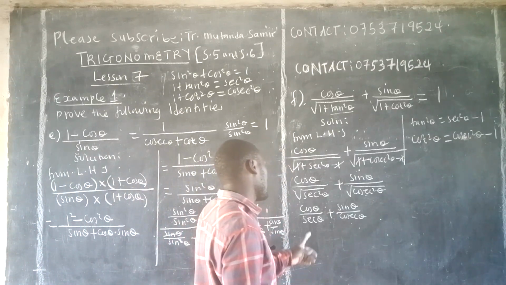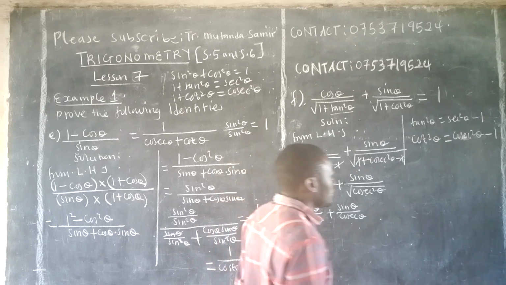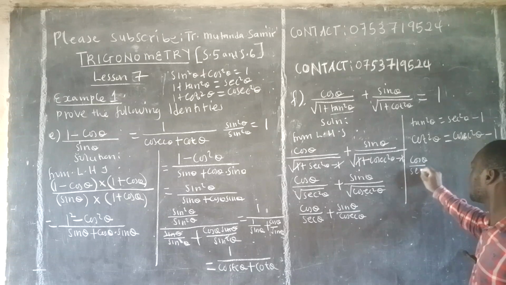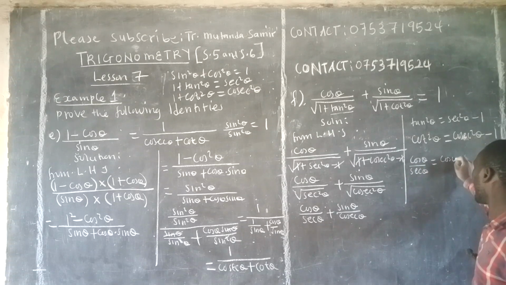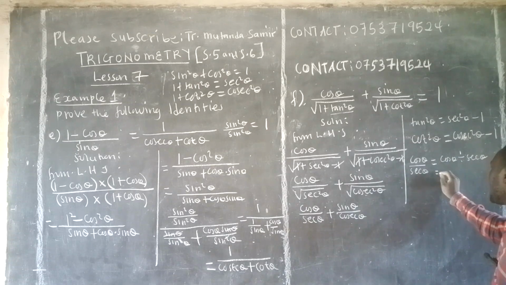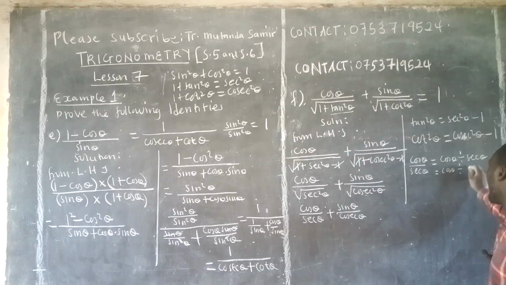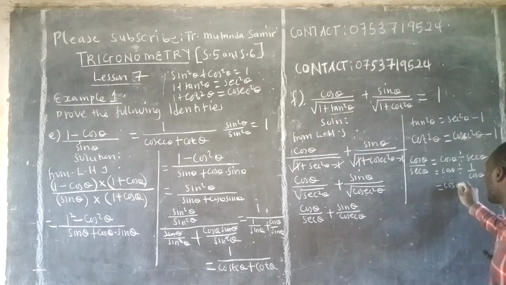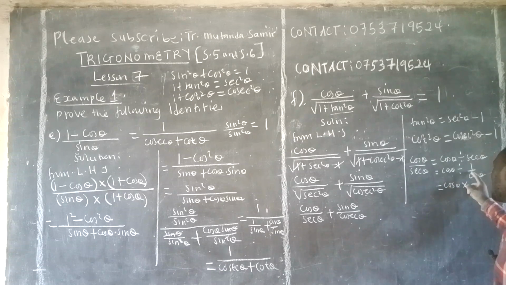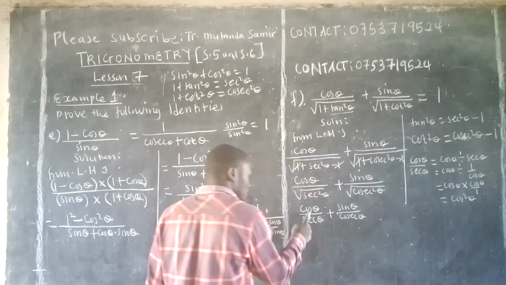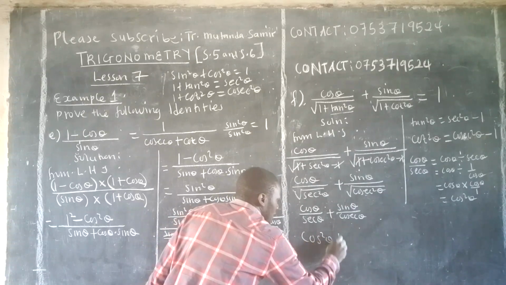Now let's simplify. I will need to give you some side work here. Look, we have cos theta over sec theta. This is cos theta divided by sec theta, which is cos theta divided by 1 over cos theta. This will be cos theta times the reciprocal, cos theta over 1, and the final result will be cos squared theta. That's from the side work. So in the place of this one, we shall just put cos squared theta plus.